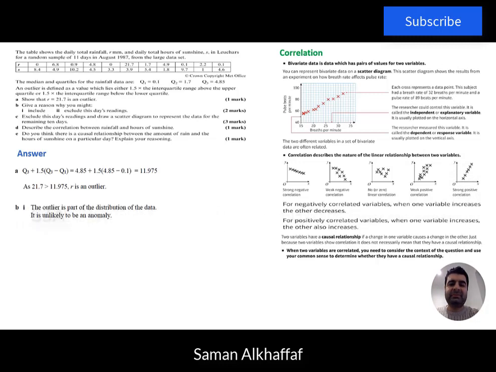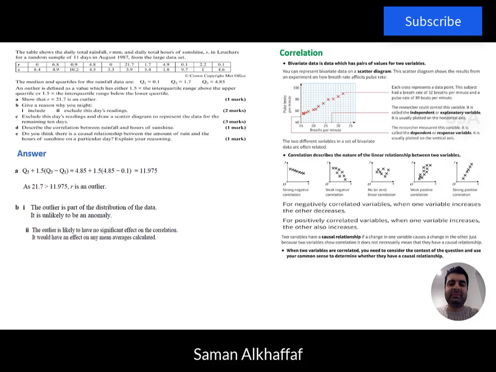Now for part B, we need to give a reason why you might need to include or exclude this day's readings. For the outlier, we need to include it because the outlier is part of the distribution of the data. It is unlikely to be an anomaly. To exclude this day's readings, the outlier is likely to have no significant effect on the correlation. It would have an effect on any mean average calculated, as one result might not have a significant impact. But in this scenario, it would have an effect on the mean averages calculated.